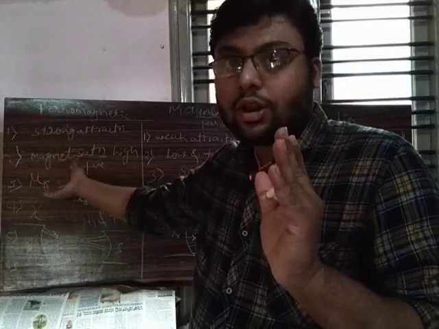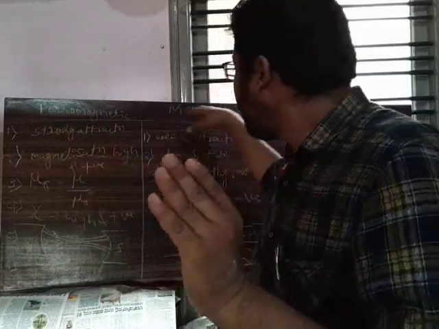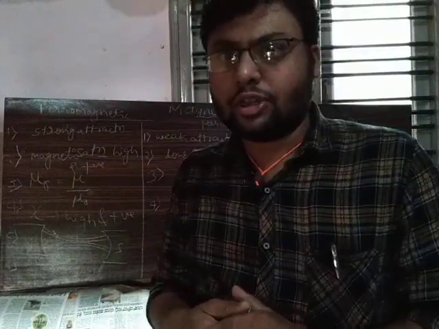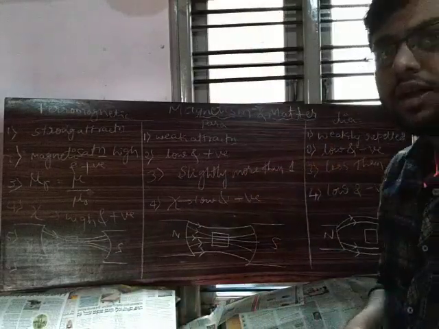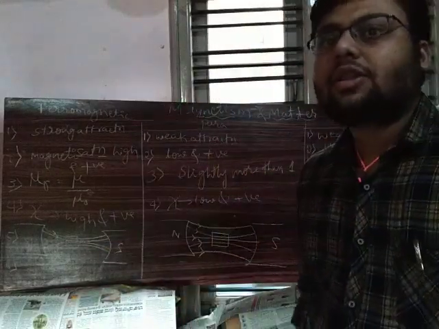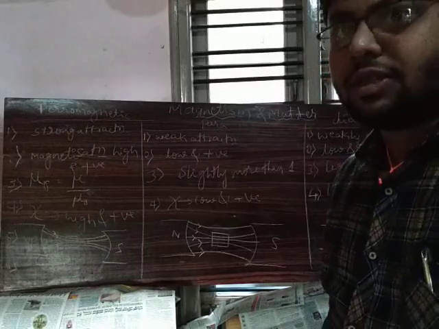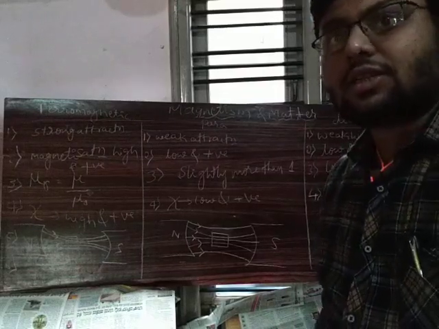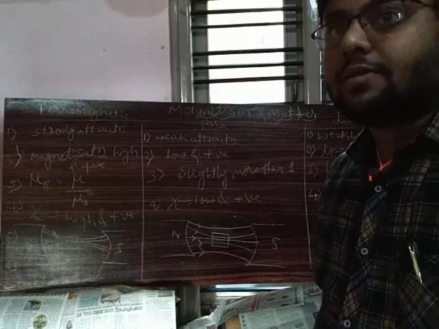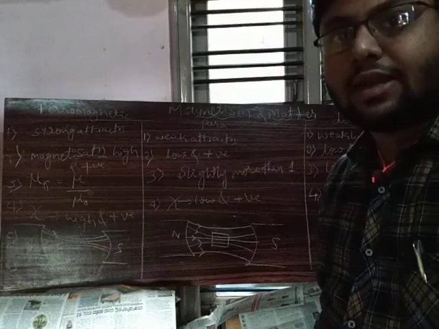Ferro obeys the Curie law above the Curie temperature. Para simply obey the Curie's law. But what about dia? They don't obey the Curie law. They don't obey the Curie law. Okay, this much is enough for today's class. We'll discuss in next class. Remaining we'll do in the next class. Okay, thank you.